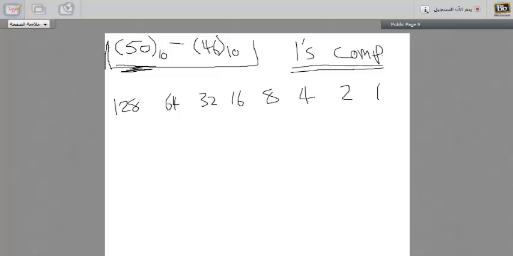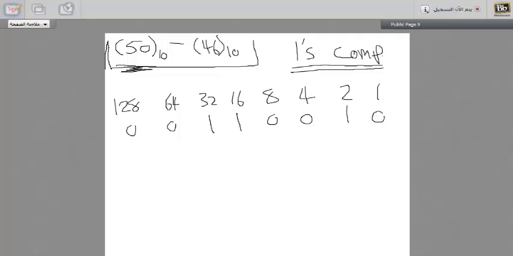Now think about what numbers out of these, the ones I've just written, make 50. We need 32, 16, that's 48, and we need 2. These three numbers will make 50. So we have them as 1 and the rest zeros. Easy? Here we go, that's 50. Did you get this? Did you understand it? Very good.